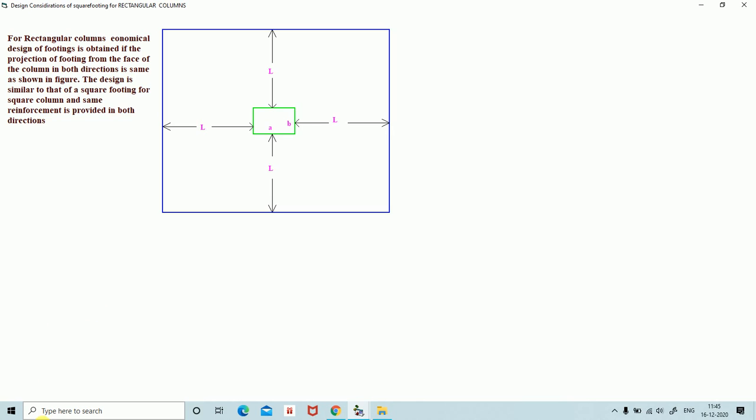Please remember, for rectangular footing and rectangular column, we have to place the depth of the footing parallel to the length of the rectangular footing, to get the economical design. This is all about a little bit of theory.